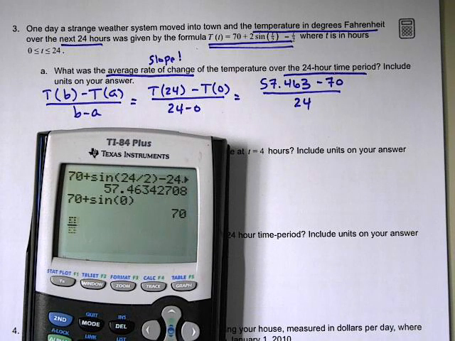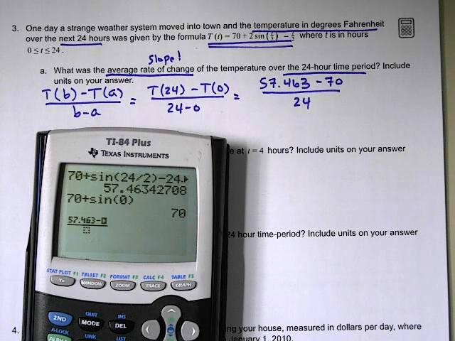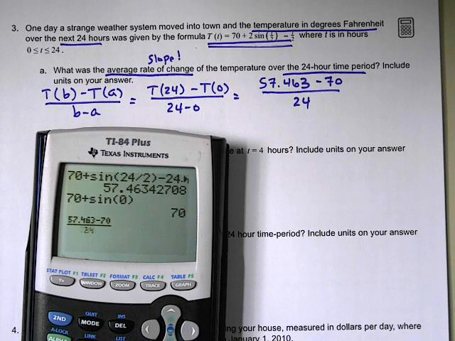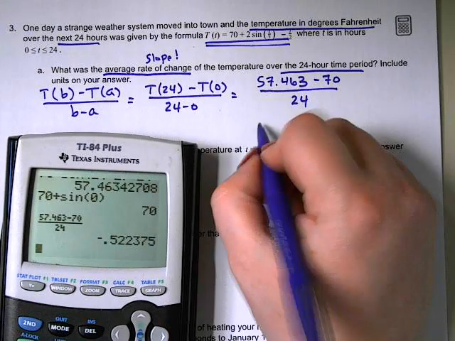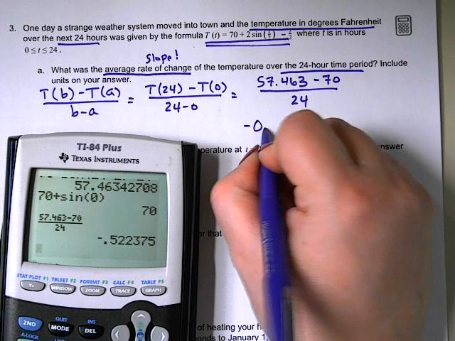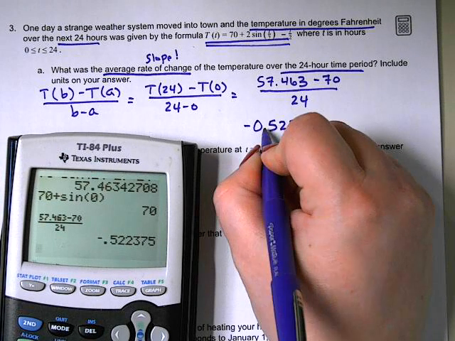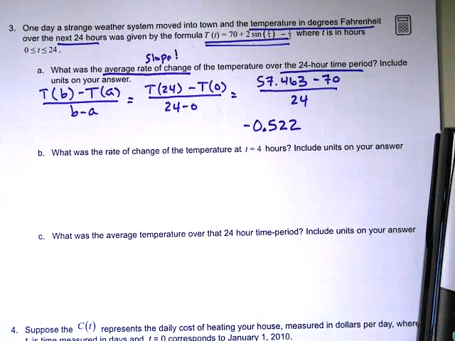All right, so now I'm going to find out what that is. 57.463 minus 70 all over 24. And we get that the average rate of change is going to be negative 0.522. Now we need to talk about what those units actually are.